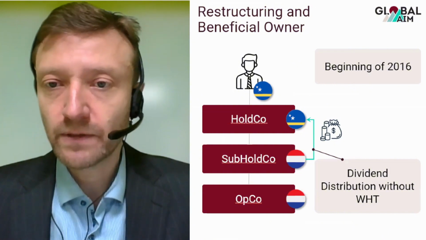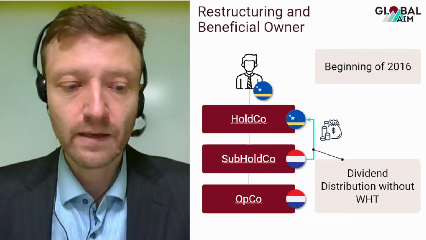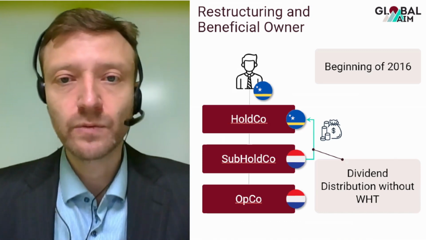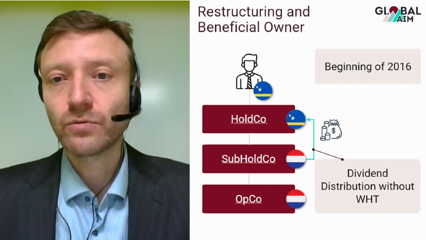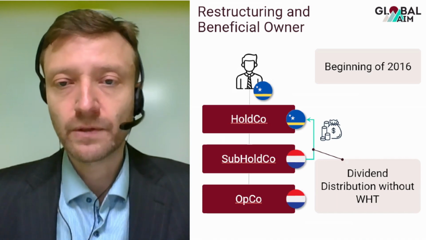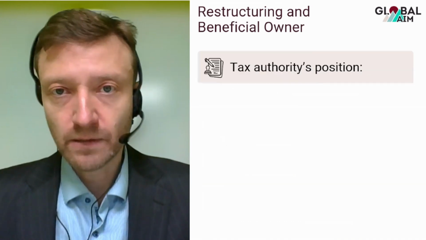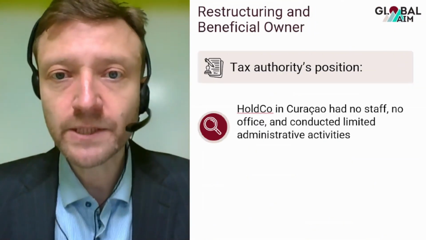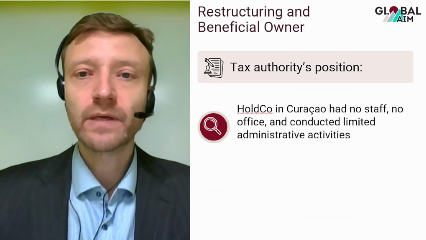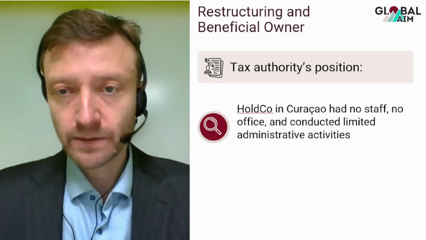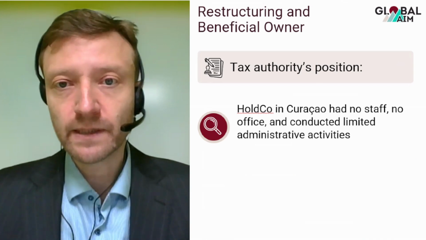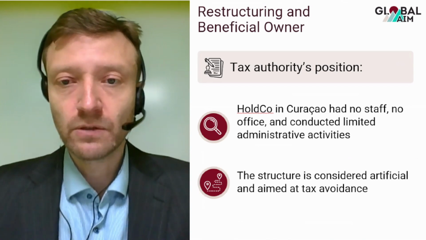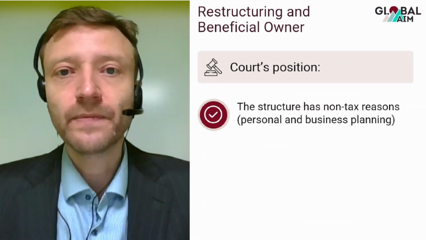And no withholding tax on dividends was paid because the double tax treaty, which entered into force between the Netherlands and Curacao, allowed for an exemption on withholding tax on dividend distribution. The tax authorities challenged the restructuring and the treaty benefits. Their position was basically that the holding company, which migrated to Curacao, became a tax resident in Curacao, had no staff, no office, and conducted very limited administrative activities. And the structure overall was artificial and aimed at tax avoidance.